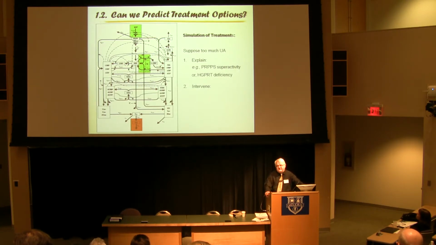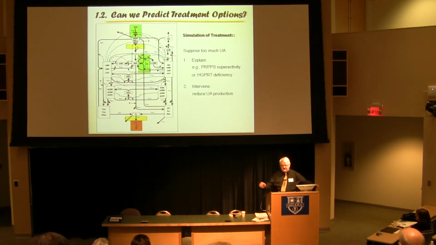Then we can say, can we intervene? And you can say, yeah, for instance, we can block the last step. And yeah, if you block it, you get less uric acid. Big deal. That doesn't take a rocket scientist to figure that out. And then you can say, well, we can actually block it up there, and we can screen the entire model to see whether we have other means of intervention.